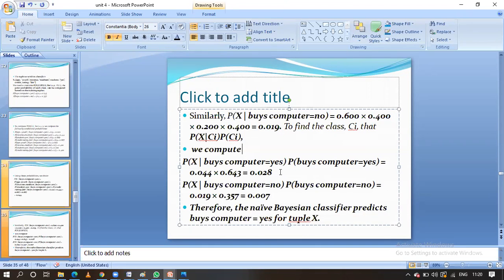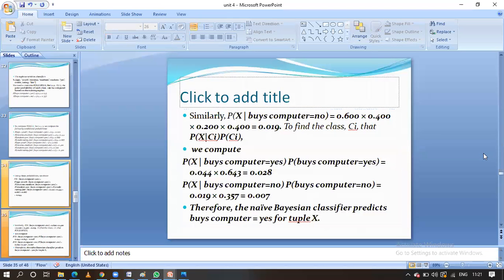What is the maximum value here? Which one has the bigger value here? That is 0.028. It means for that particular input data, we can predict that he is able to buy a computer, guys. That is the information we predicted. Naive Bayes classifier predicts buys a computer equal to yes for the particular tuple X. What is the X here, guys? What is the input data here?